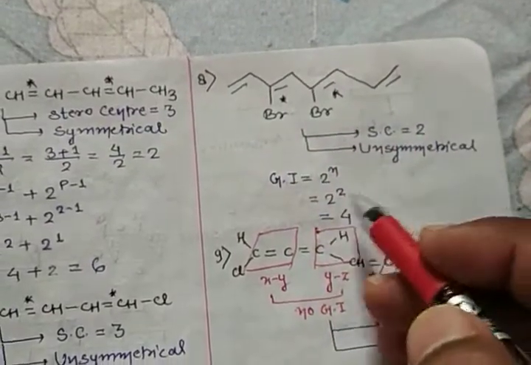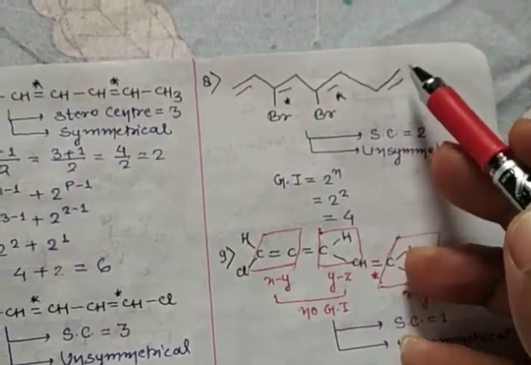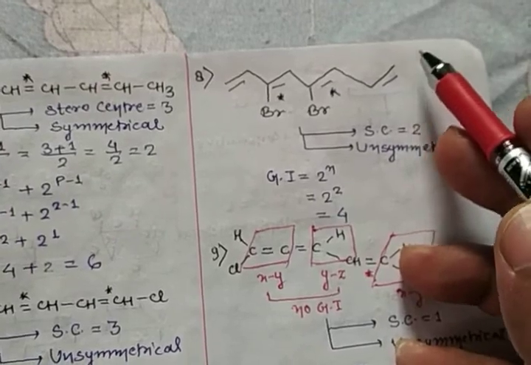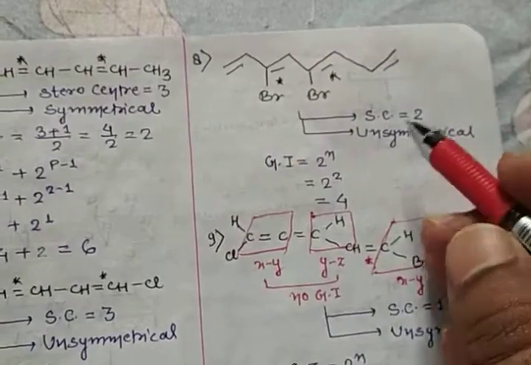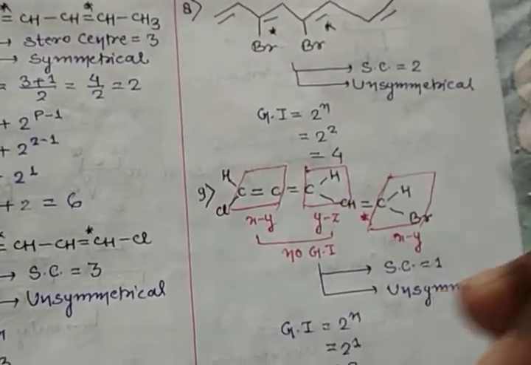Just check, this is unsymmetrical. Clear? So now this compound has a CH2. That compound does not show G.I. So only for this, and this is also a CH2 group. So there are 4 structures. Now it's very important.